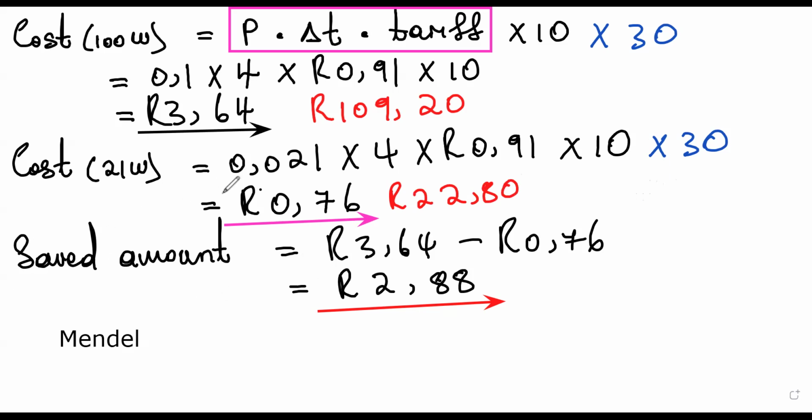And then you'll say, how much did he save? Well, it's actually 109.20 minus 22.80. And therefore, he has actually saved 86 rands, 40 cents in the period of 1 month. I'm really sorry about that. 30 days, terribly important. Otherwise, you die.